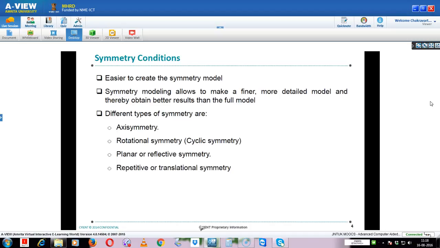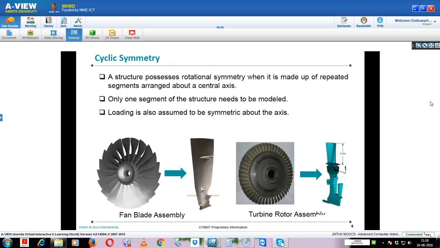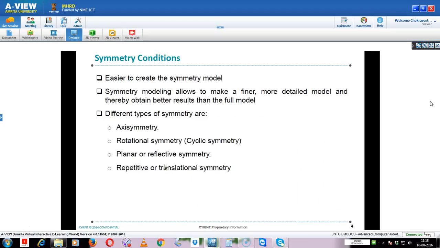So there are various types of symmetry. That is axis symmetry that we discussed, then rotational symmetry, also called cyclic symmetry, planar or reflective symmetry, and repetitive or translation symmetry. Let us look into them one by one. Axis symmetry we already discussed, so in the coming slides we won't discuss more on axis symmetry. We'll be talking about cyclic symmetry, planar symmetry, and translational symmetry.